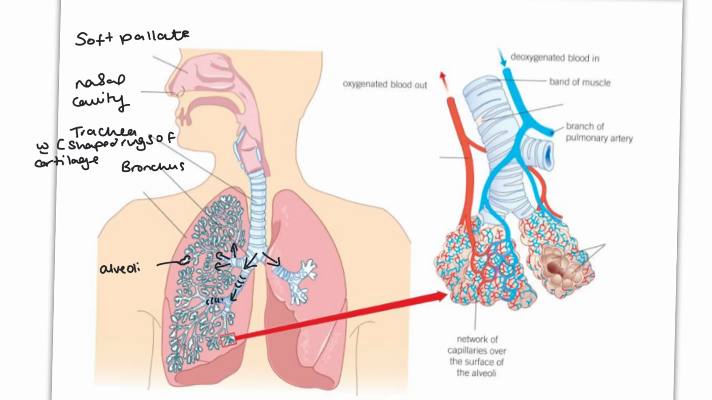So we can see the alveoli expanded here in a lot more detail, and we can see how we bring deoxygenated blood in from the heart, and we know that the pulmonary artery takes deoxygenated blood to the lungs. And we also know that the pulmonary artery is the only artery in your body that carries deoxygenated blood. And then the oxygenated blood goes back to the heart via the pulmonary vein.